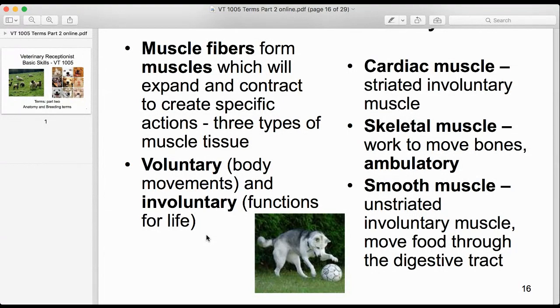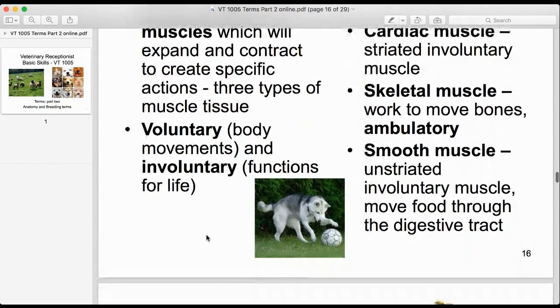You have a cardiac muscle, striated involuntary muscle, and so it's involuntary. Skeletal muscle may also have some involuntary, but is typically voluntary. This helps you ambulate. It is ambulatory, how to move. And then the smooth muscle inside helps move our food through the digestive tract.